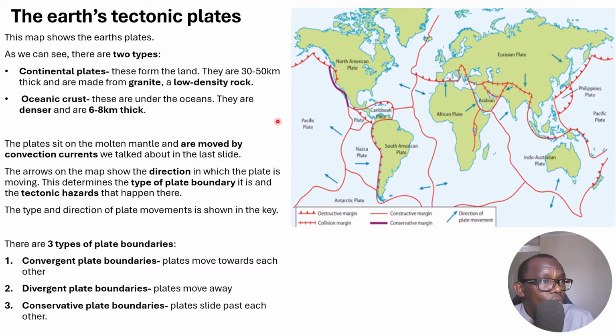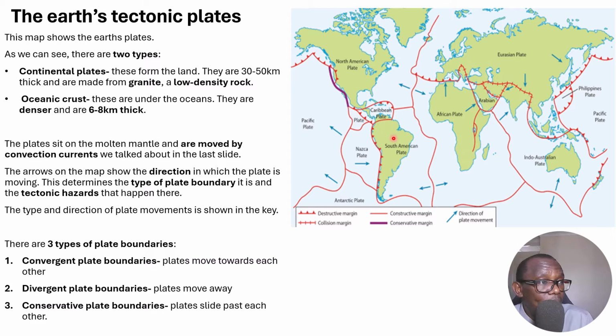Now, as we said before, these plates are on the lithosphere, obviously, and are being moved by convection currents within the mantle. So they are moving in different directions. And as you can see here, there are arrows that are showing the different directions in which the different plates are moving. So the Nazca plate, for example, is moving towards the South American plate. And then here the Pacific plate seems to be moving away from the Nazca plate.